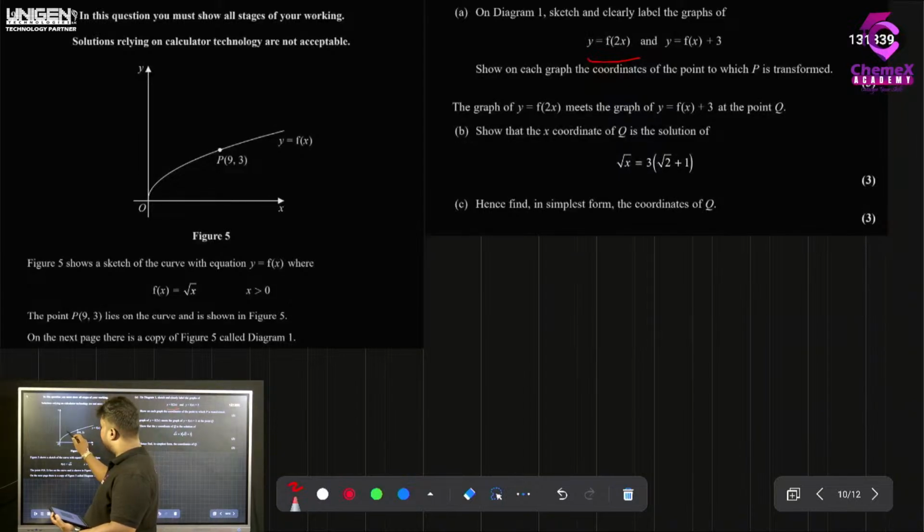So 4.5 comma 3. So you can write 4.5 comma 3.